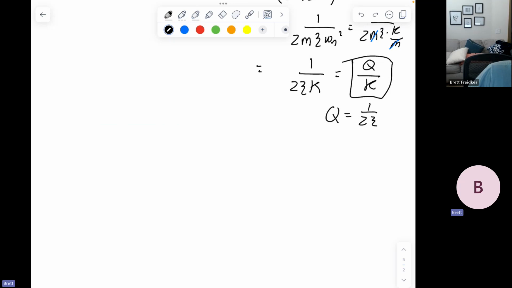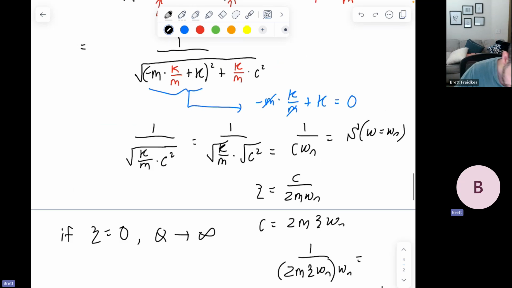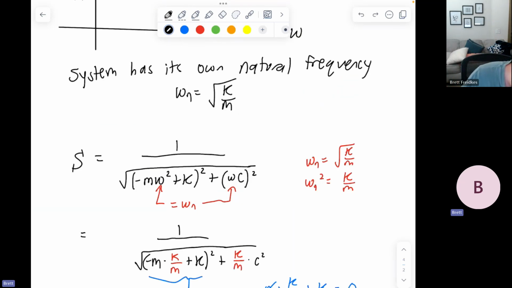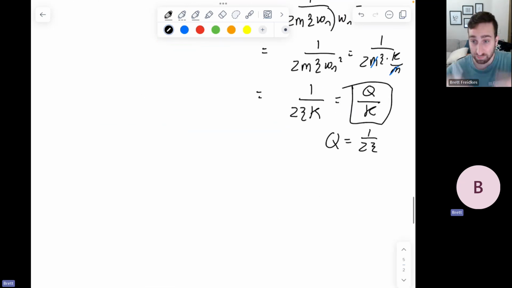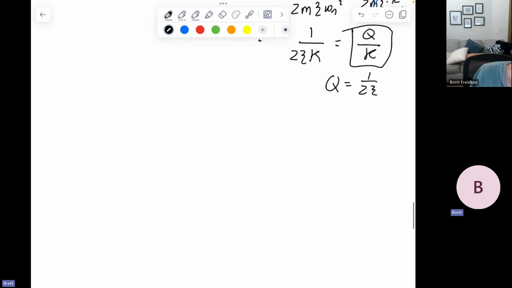The last thing now is what happens after omega equals omega n. Again, that's where resonance occurs. I should probably write that down. System has no natural frequency. We're driving at resonance, which is why we have this massive displacement when you're resonating something.